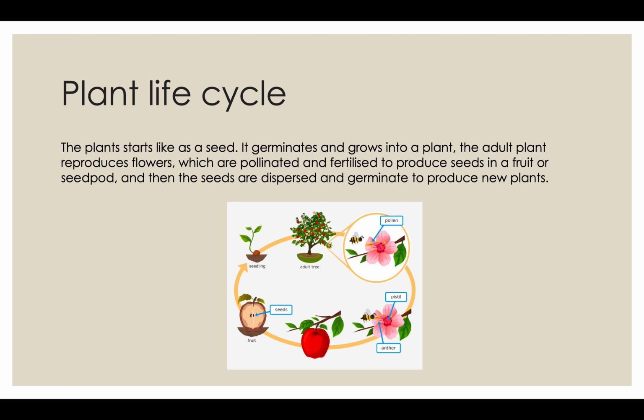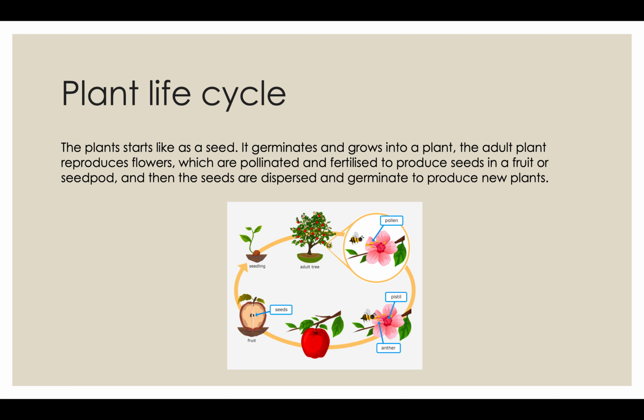So yeah, and once the seeds are created, that is how the plant life cycle goes. Okay, so let's just generally talk about the plant life cycle at the moment. So the plants start off as seeds, then it germinates and grows into a plant. Then the adult plant produces flowers, which are pollinated and fertilized to produce seeds in a fruit or seed pod. And then the seeds are dispersed and germinated to produce new plants. Okay?